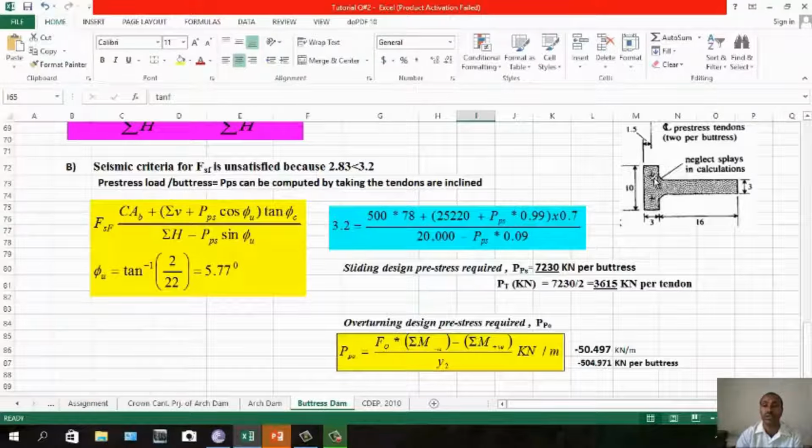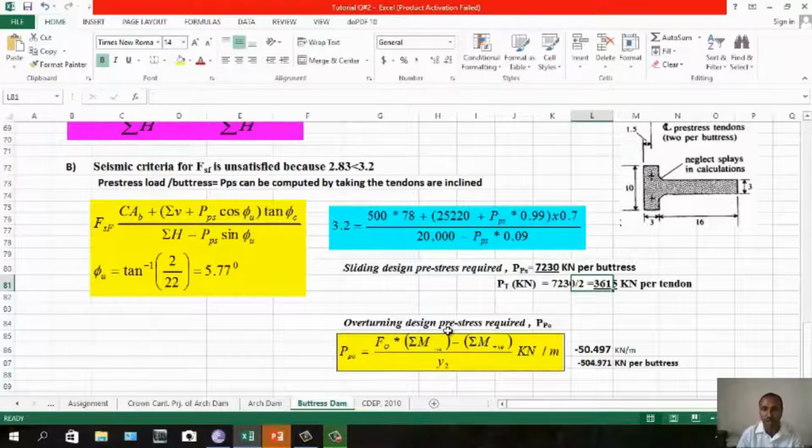For each buttress, you need this kilonewton tendon force. You have two prestress tendons per buttress, so if you divide by 2, you get this amount per tendon. You need this amount of force to resist the overturning moment, so that the dam structure will be stable.